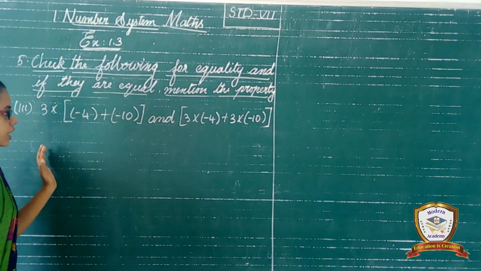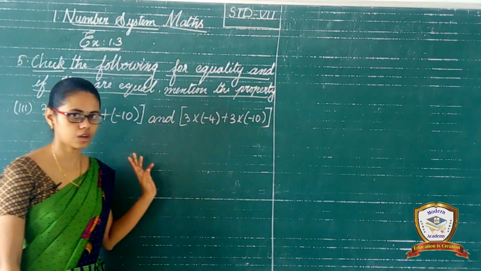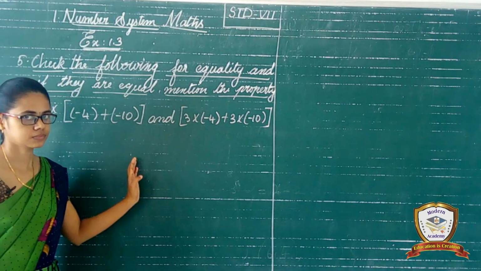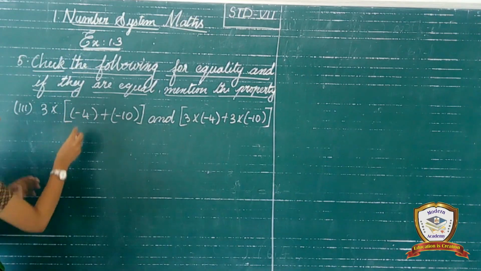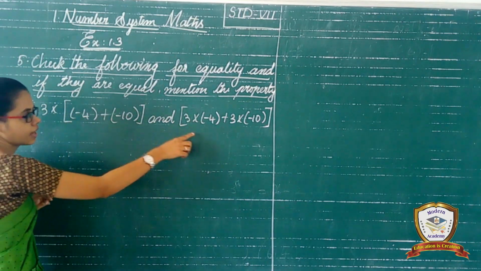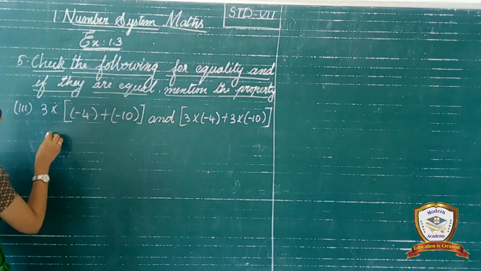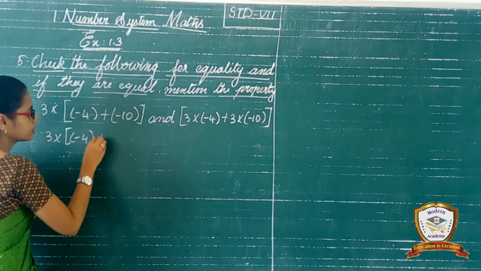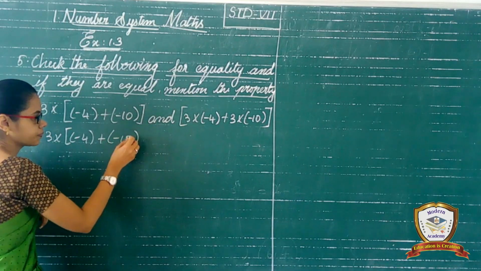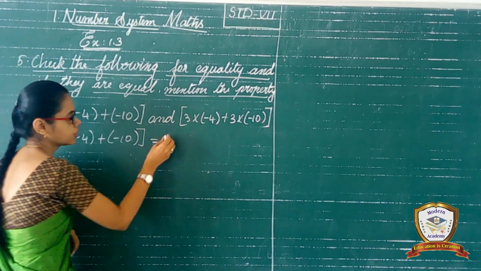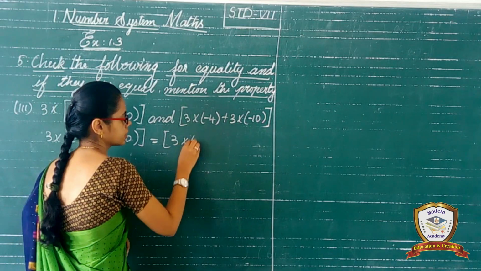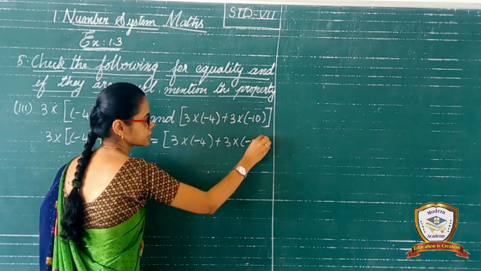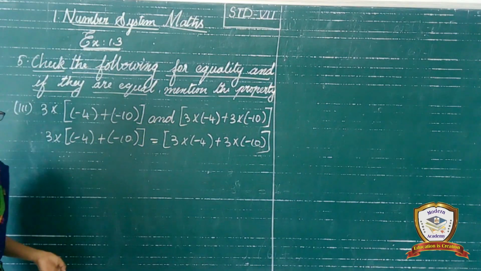Same like that. So we have to check whether it is equal or not. Equal means we have to find the property name. Right? So now we have to check it. See, I can take this as LHS and this one as RHS. So I can write here in question 3, 3 multiple of -4 plus -10 and equal to 3 into -4 plus 3 into -10. Okay, now we want to check.